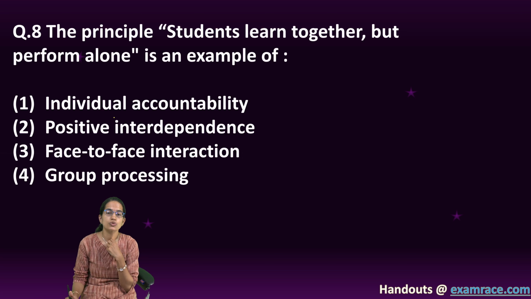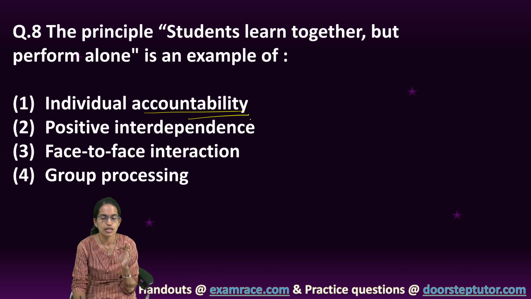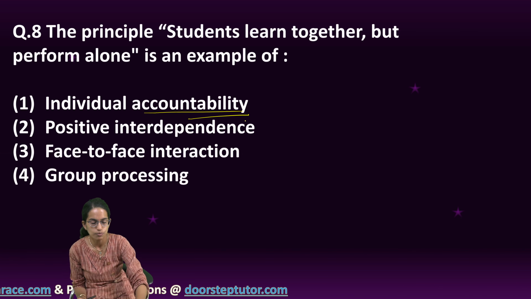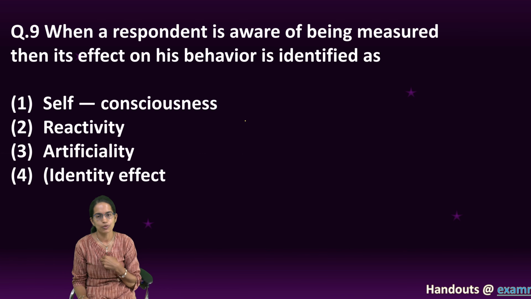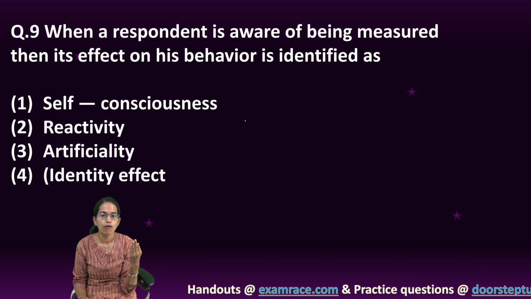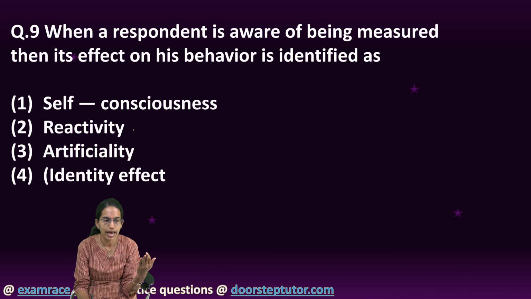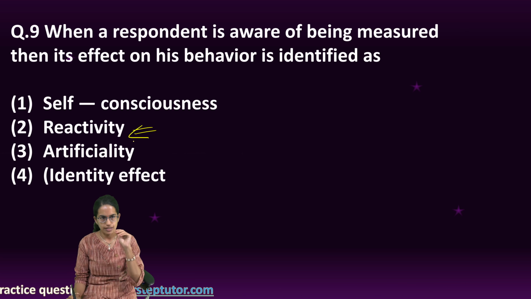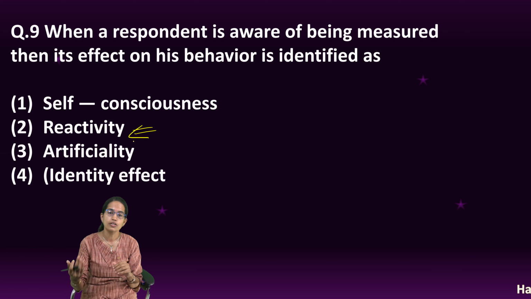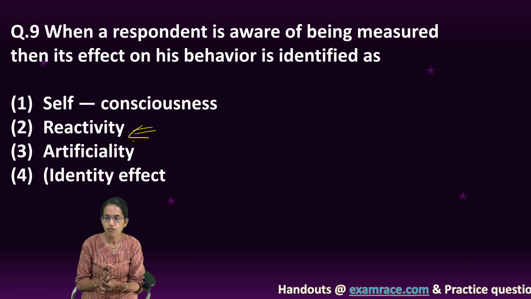The principle where a student learns together but performs alone is based on individual accountability. So under individual accountability, we learn together, but when it comes to performance, it's a single person's performance which is monitored or measured. The next is, when a respondent is aware of being measured, then its effect on the behavior is the reactivity. So based on the reactivity, we know that our responses are being measured, so our effect on the behavior would be explained based on that, and this is what we call the process of reactivity.